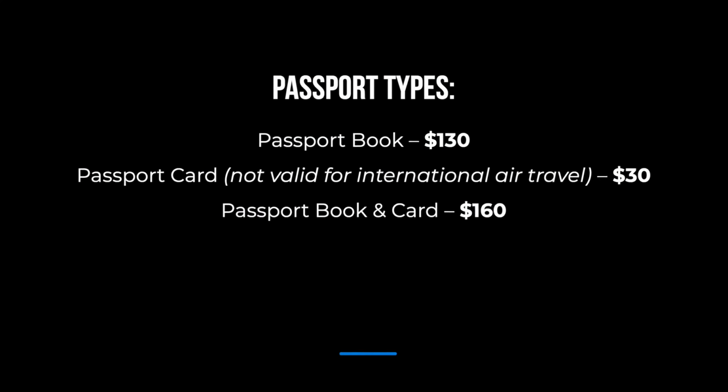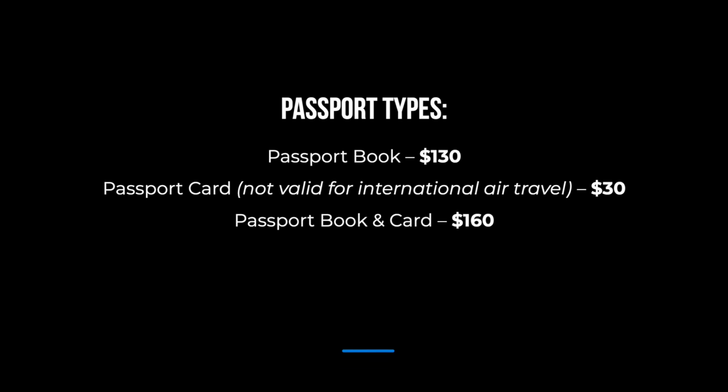Let's go over the steps to applying for your passport. Step 1, select your passport type. The U.S. Department of State offers 3 passport option types. They are the passport book for $130, the passport card, not valid for international air travel, $30, and the passport book and card, $160. You can also select a regular book and a large book. The large book has no extra cost and is helpful for those who travel often and need more pages.